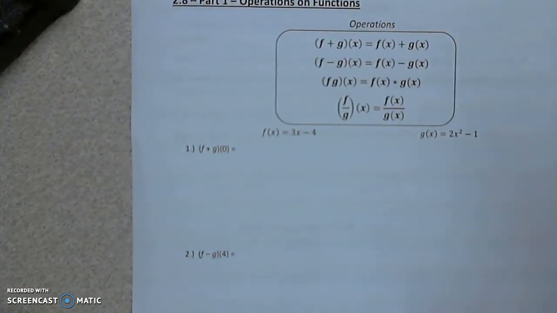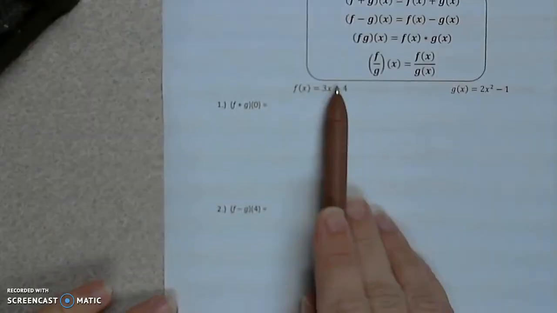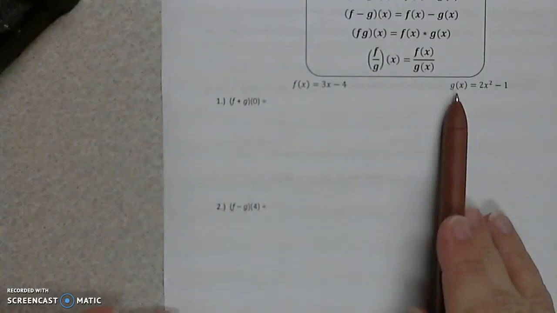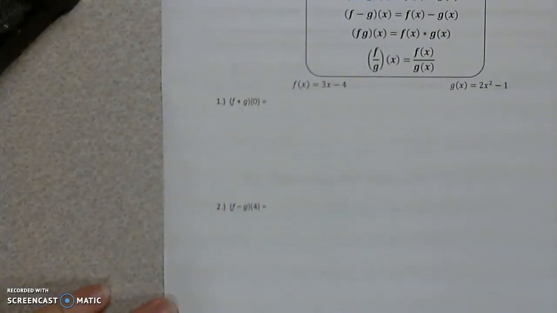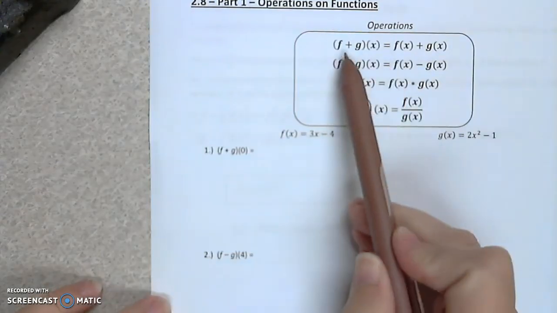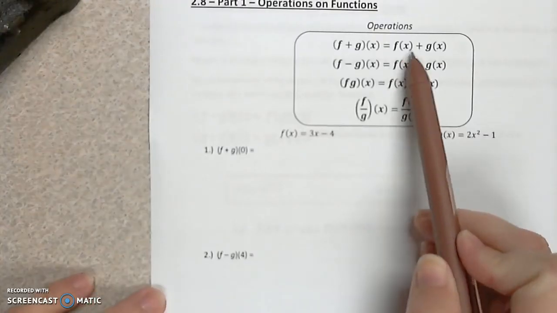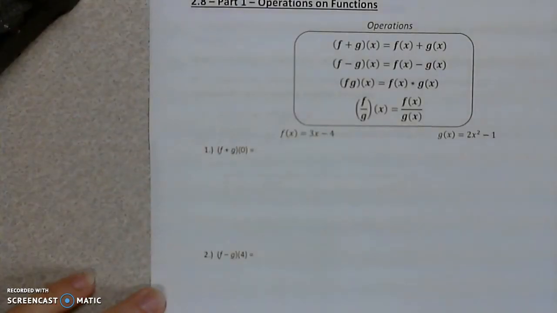Alright, so we're going to go through a couple of examples using the function f, which is 3x minus 4, and the function g, which is 2x squared minus 1. We're going to perform these four operations. So if I have f plus g of x, that simply means to take the function f and the function g and add them together.